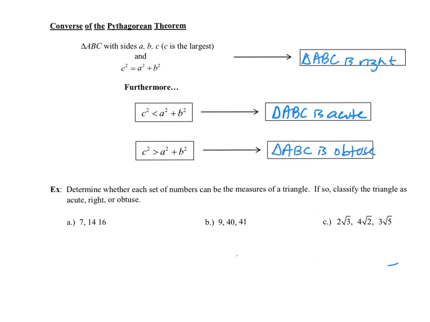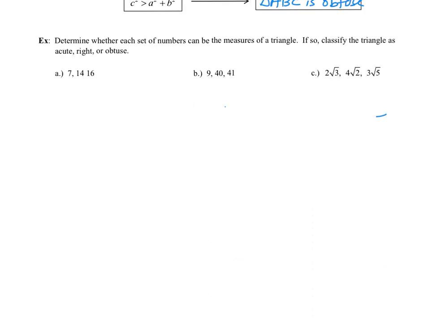All right, so let's look at some examples. This example says, determine whether each set of numbers can be the measures of a triangle. If so, classify the triangle as acute, right, or obtuse. So the first part of this, remember, has to do with that triangle inequality theorem that says the sum of the measures of any two sides has to be bigger than the third. So first of all, can 7, 14, 16, we're missing a comma. Why don't you go ahead and add that comma? Sorry about that. Can 7, 14, and 16, can those three measures be the sides of a triangle? Well, what we need to do is check and see that the sum of any two is bigger than the third.